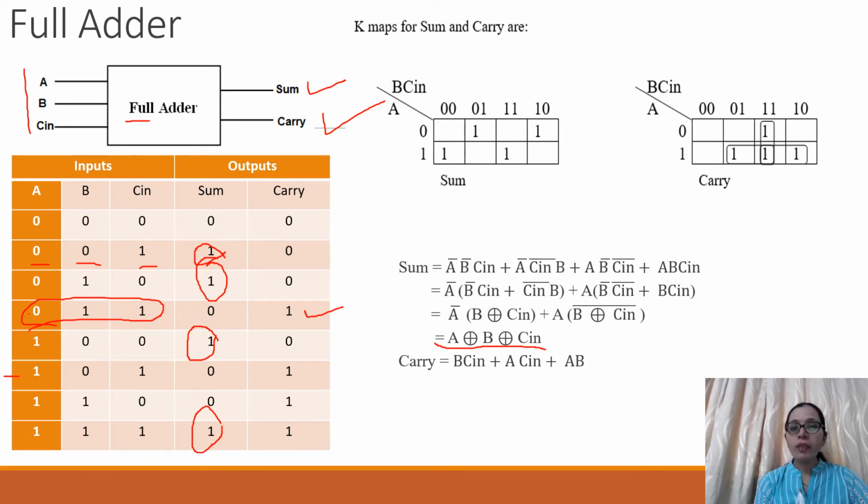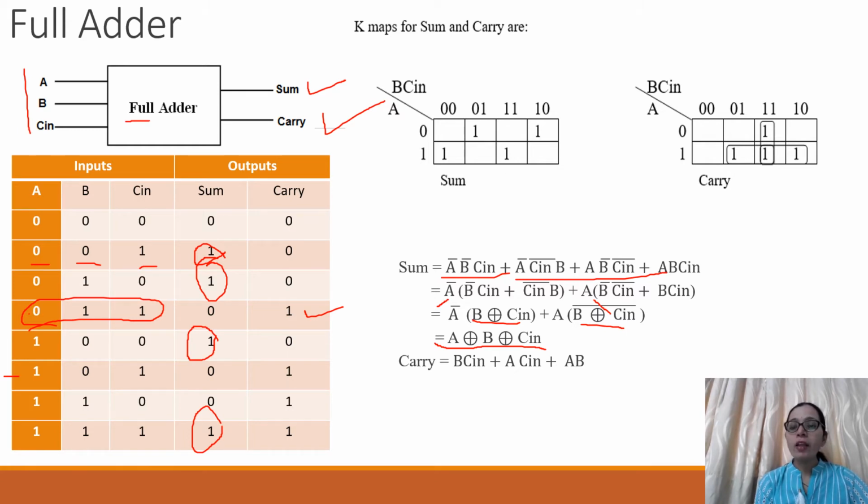We have obtained these first 4 terms, and then we have taken common A bar, and A, and then we have applied the rules of XOR, and we got the expression as A XOR B XOR C in.